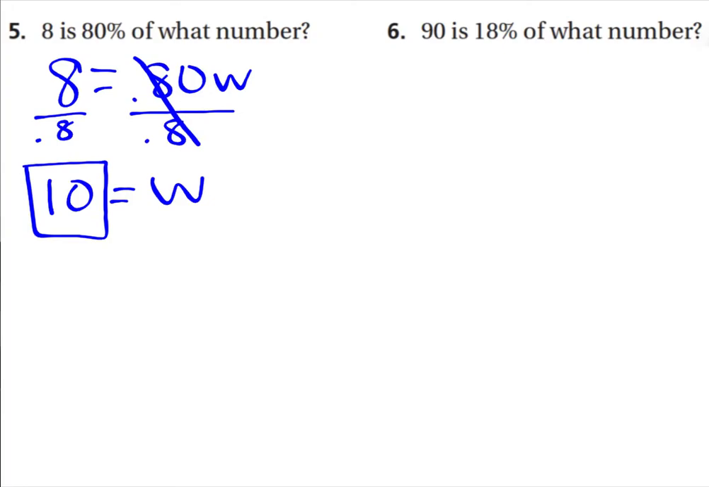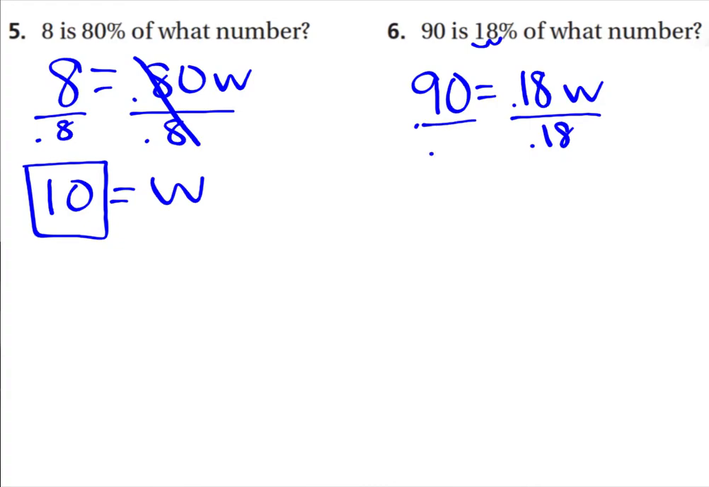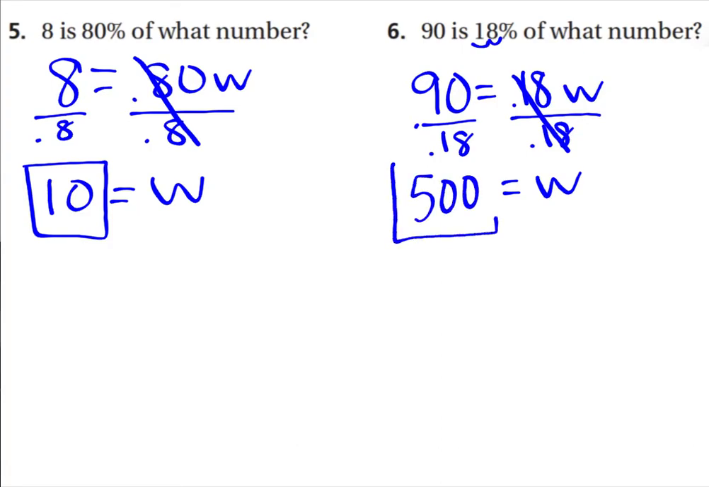90 is 18% of what number? Remember to change the percent to a decimal. Divide both sides by 0.18, and we get W equals 90 divided by 0.18, which is 500. So 90 is 18% of 500.